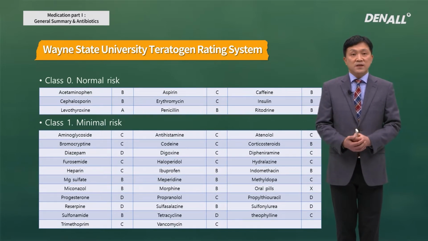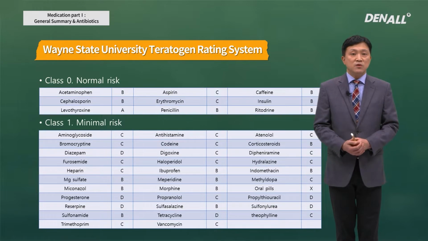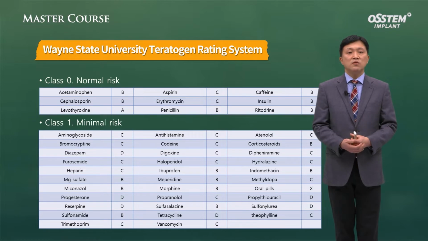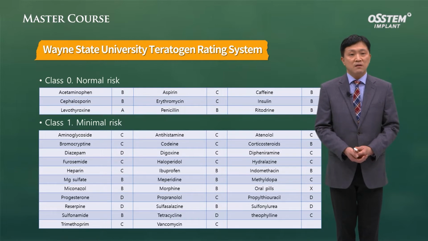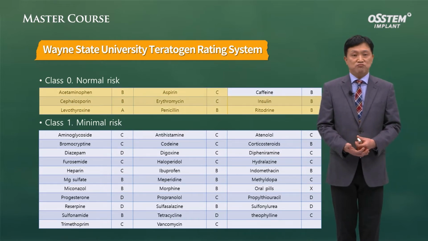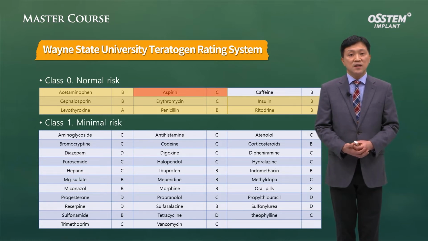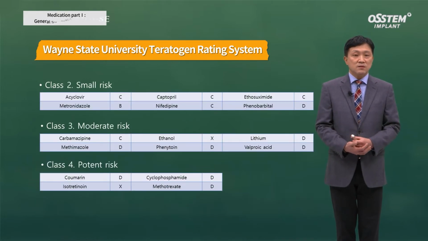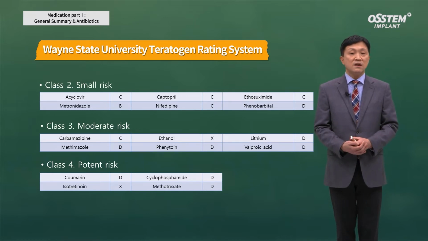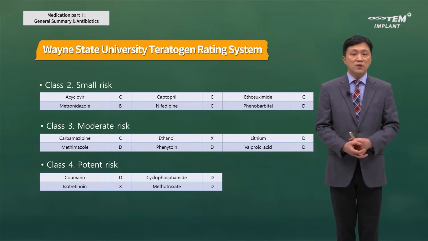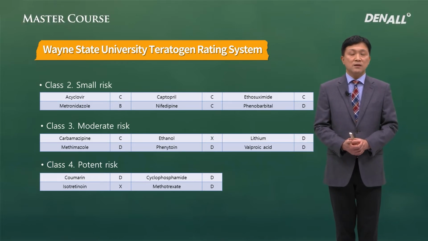Not only FDA, but Wayne State University also came up with a teratogen rating system, which is related to causing abnormalities to fetus. This is for your reference. Class 0 is the least risk drugs. Acetaminophen, aspirin are in the class 0. Class 1 is minimal risk, class 2 small risk, class 3 moderate risk, class 4 potent risk. So there are 5 classes in terms of causing abnormalities in pregnant women.